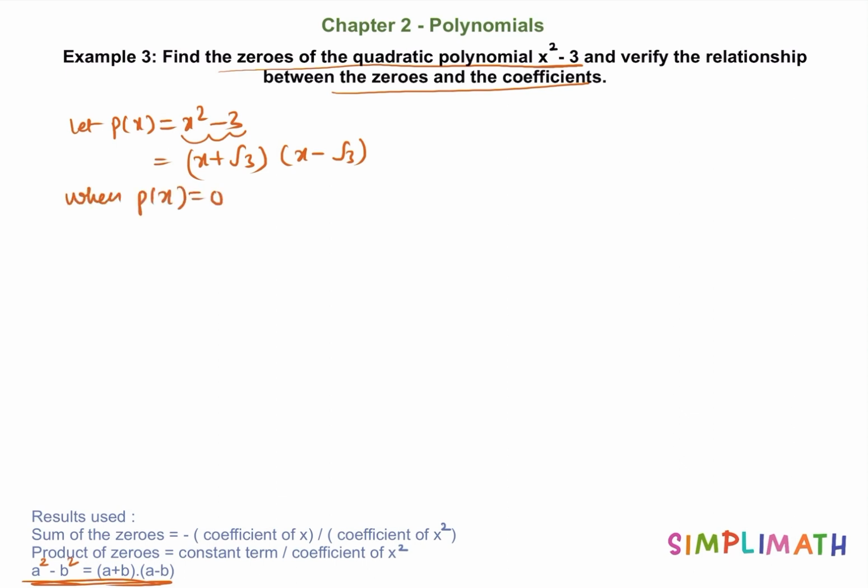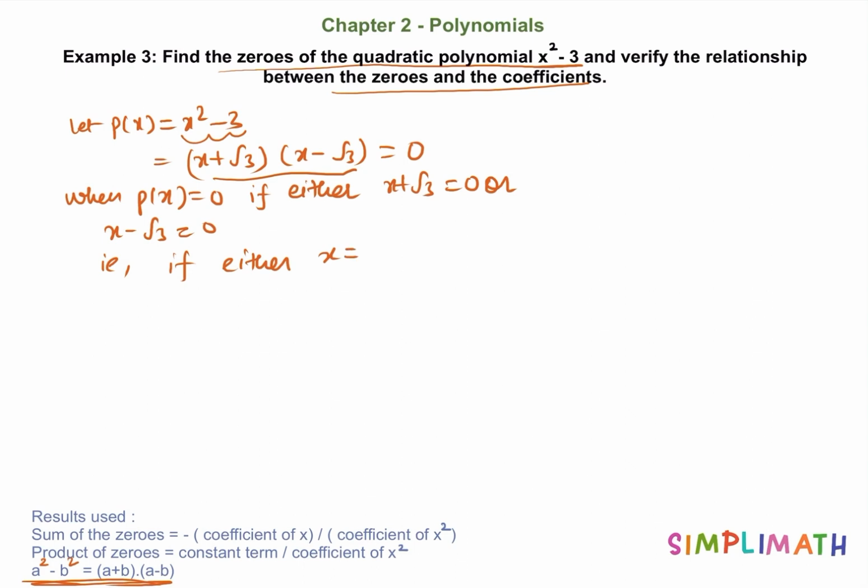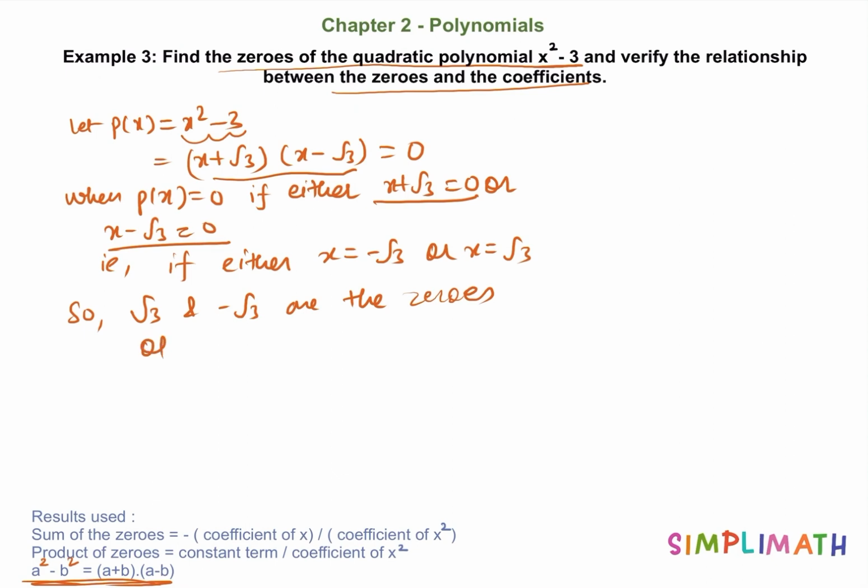0, that is, this thing is equal to 0 if either x + √3 = 0 or x − √3 = 0, that is, if either x equals −√3 or x equals √3. Okay, so we can say that √3 and −√3 are the zeros of the polynomial p(x).